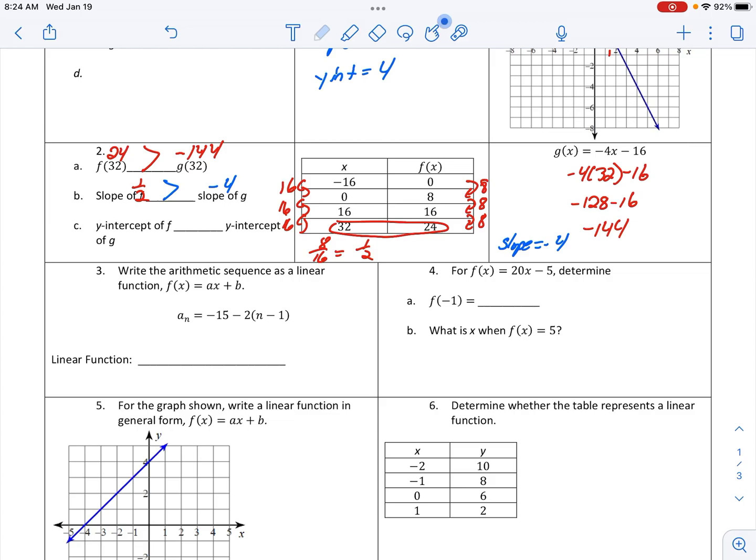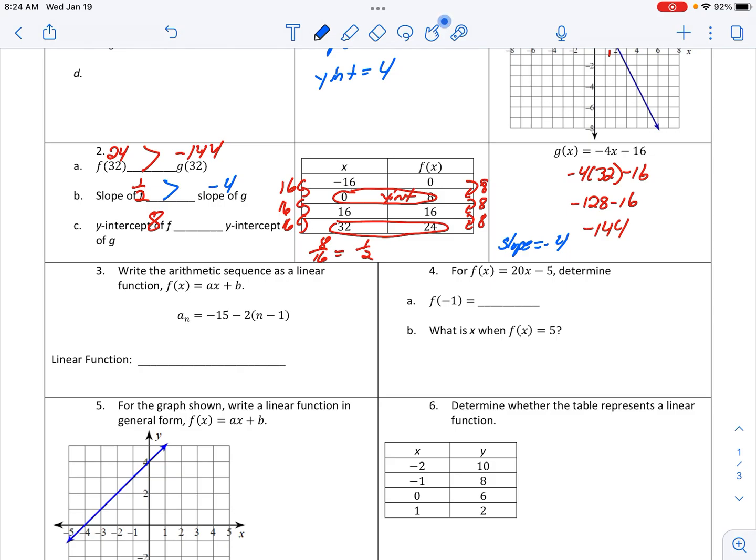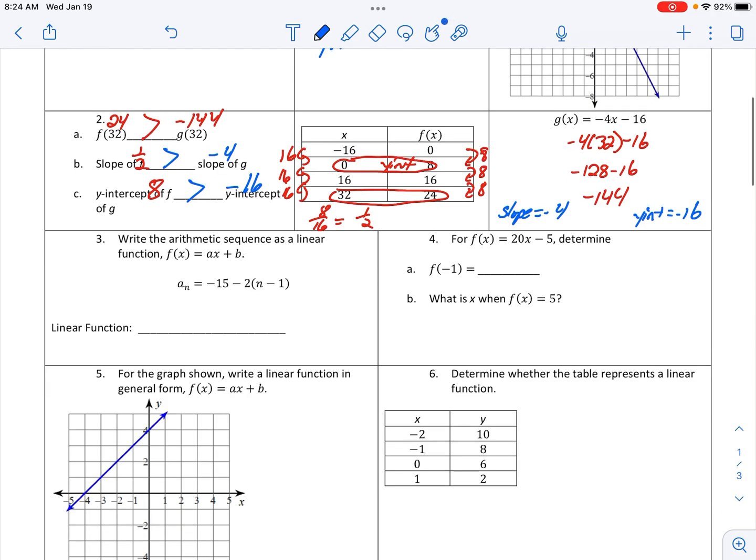The y-intercept from a table, for the umpteenth time, occurs when x is 0. That is my y-intercept. From the equation on g, the y-intercept is that other number, which is negative 16. Compare it. Positive is greater than a negative.